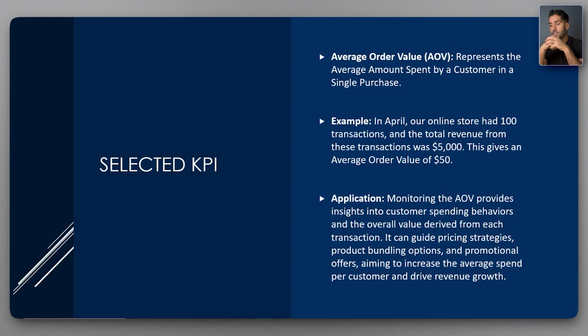So how can we apply this? Monitoring the AOV provides insight into customer spending behaviors and the overall value derived from each transaction. It can guide pricing strategies, product bundling options, and promotional offers, aiming to increase the average spend per customer and drive revenue growth. Again, you don't need to remember this verbatim, but if you work at a company where you have sales and order values, maybe you can suggest implementing something like this.